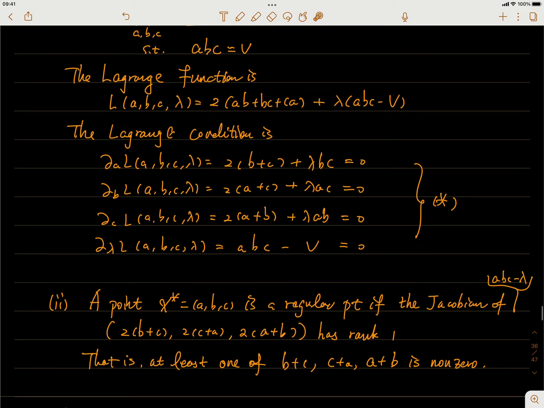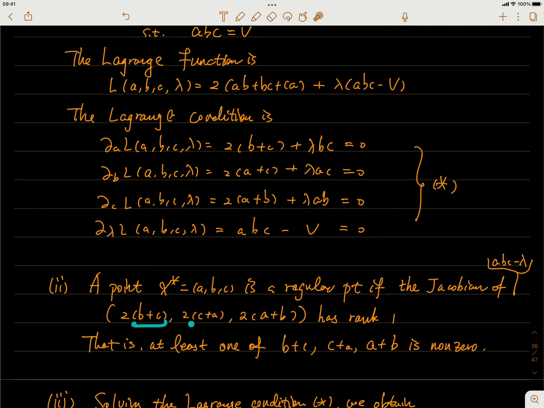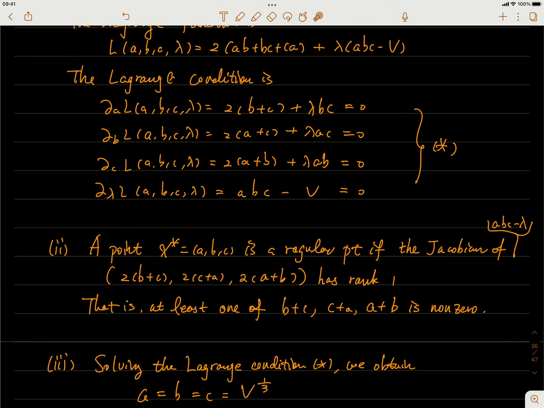For a point x star to be a regular point, the gradient, or the Jacobian, of h, which is the function h of A, B, and C, must be full rank. Here h is a scalar function, so the Jacobian is actually just a gradient, a row vector. We just need to show that this row vector is a non-zero vector. So we take the gradient of h, and we get that. We want this to be non-zero, which means at least one of these three things is non-zero.